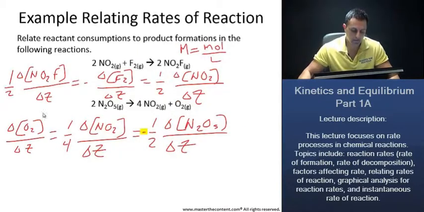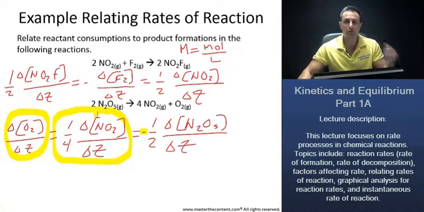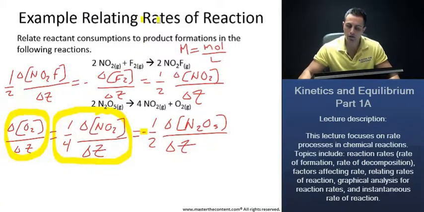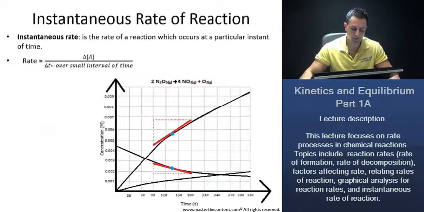Also, if we look back a few slides, this makes even more sense because we said that the rate of formation for oxygen gas is actually only 1/4 the rate of formation for nitrogen dioxide. And that's what rates of reactions tell us. Okay, great. I hope that was helpful. Moving on now, let's talk about instantaneous rate of reaction.